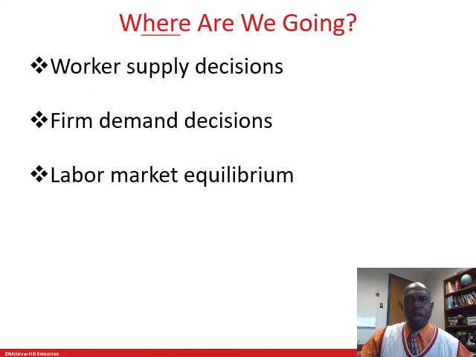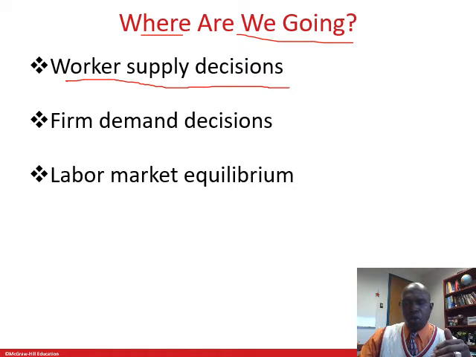So where are we going? The labor market helps us understand how worker supply decisions are made. Workers make decisions based on the wage rate. At a higher wage rate, more and more workers are willing to work. At a lower wage rate, fewer and fewer workers are willing to work.